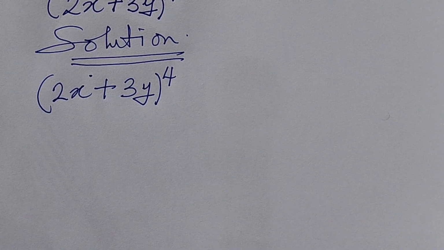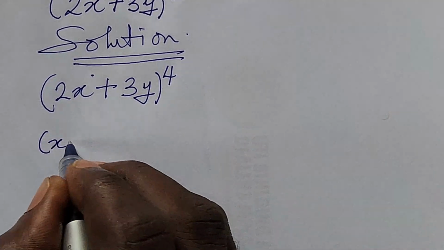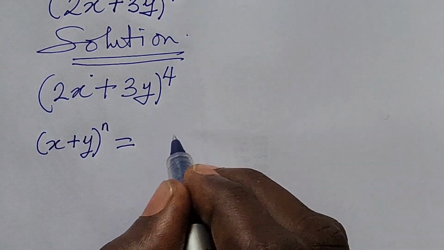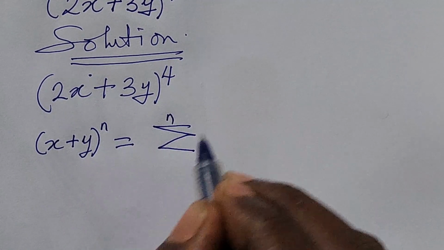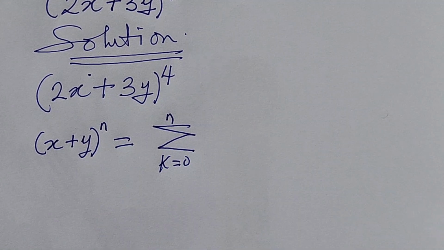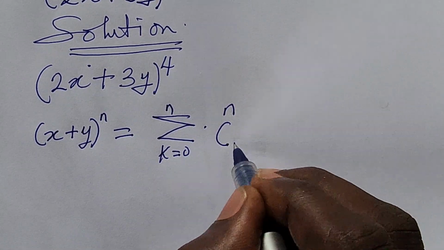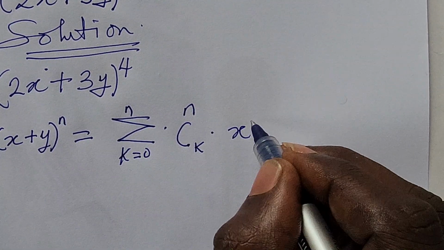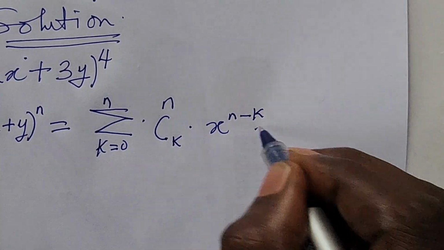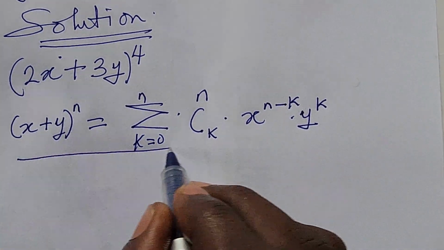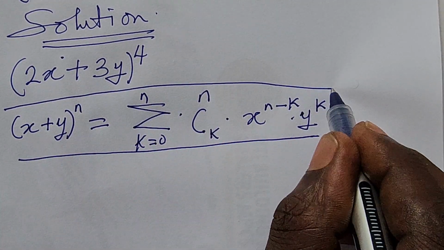Now using the binomial theorem, here I'm going to bring to you what it says. Recall that if we have (x + y)^n, this is equal to the summation, as k ranges from 0 to n, of n combination k times x to the power of n minus k times y to the power of k. Remember this? This is what the binomial theorem is all about.